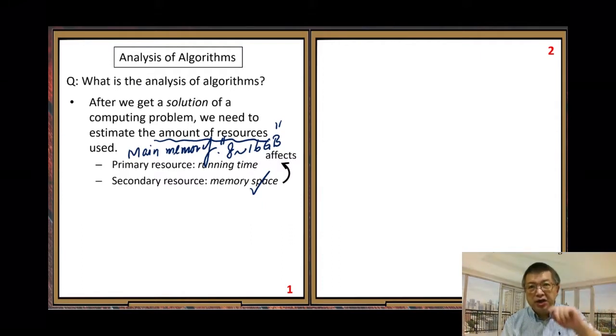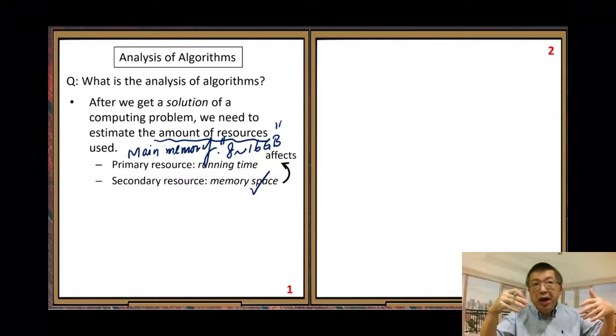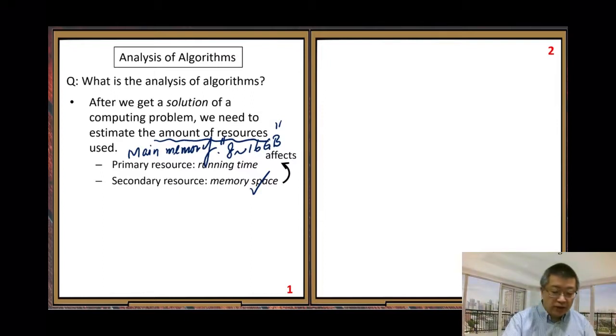So you can see, sooner or later, if many algorithms do not use the memory resource efficiently, then the overall performance will be slowed down more and more, and finally very slow. That could happen. So for that reason, the secondary resource can also impact the primary resource.